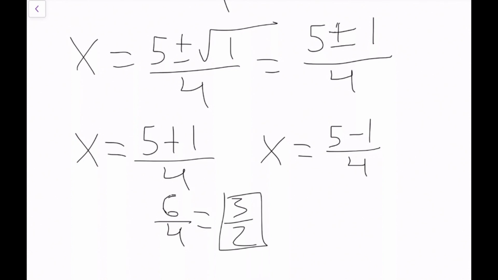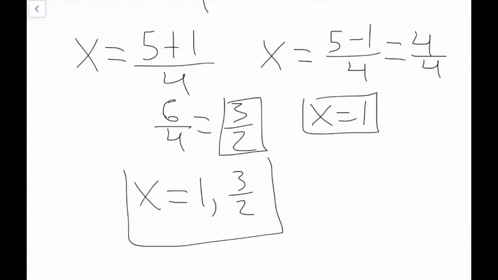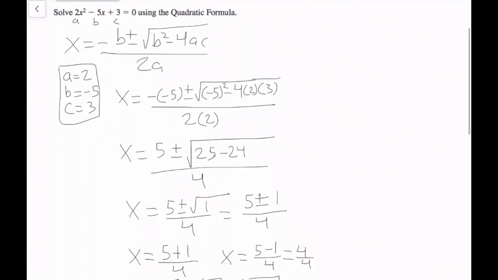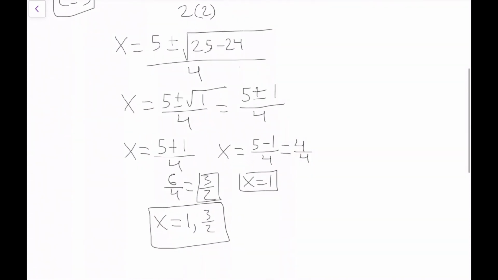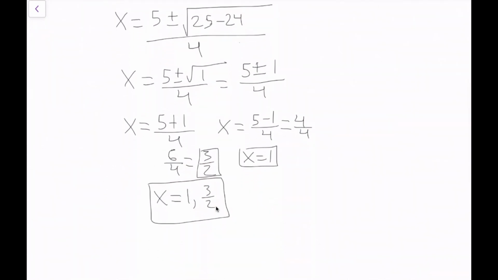So this is one of my x values. And then here I get 4 over 4, which is just 1. So x equals 1 here. So my x values are x equals 1 and 3/2. These are the two values that if I plug into our original equation, which is all the way back up here, will make that equation true. Another way to say this is these are the two zeros of the parabola that would correspond to this quadratic equation. So yeah, now that we've solved these two x values, we are done.